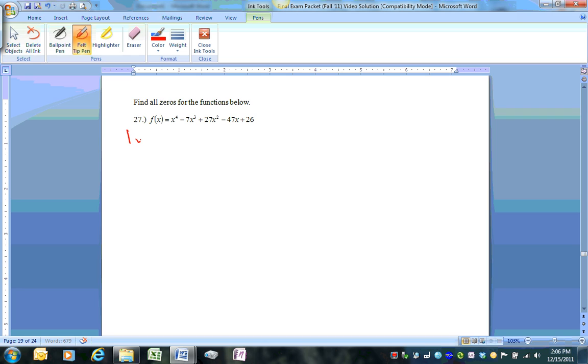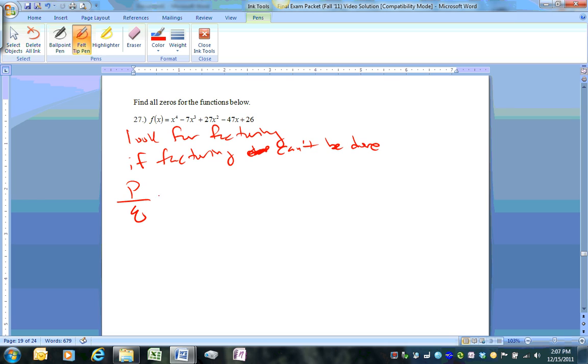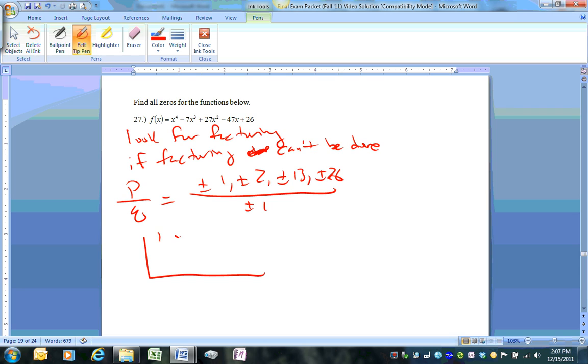Now, if factoring can't be done, then what we do is do the whole P and Q business, find the rational zeros. The possible rational zeros of 26, the constant term, are plus or minus 1, plus or minus 2, plus or minus 13, plus or minus 26. And the leading coefficient is plus or minus 1. We'll start by trying out 1. Keep our fingers crossed that it works.